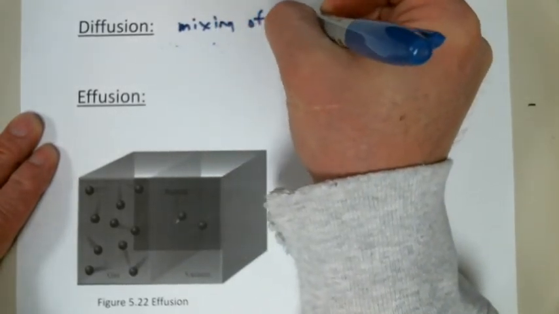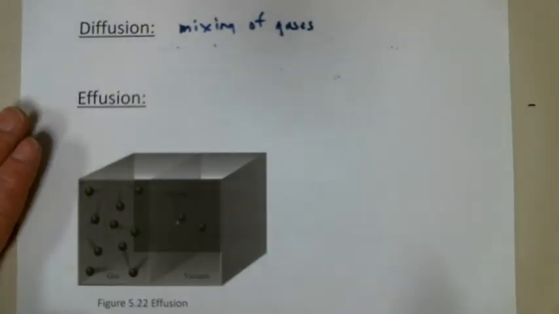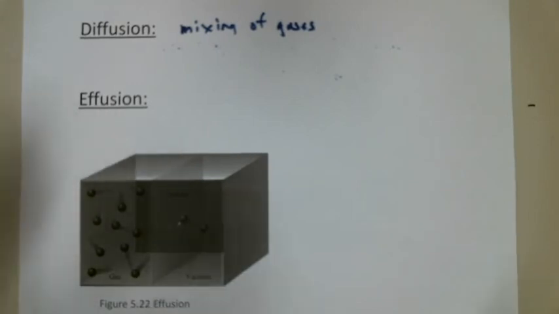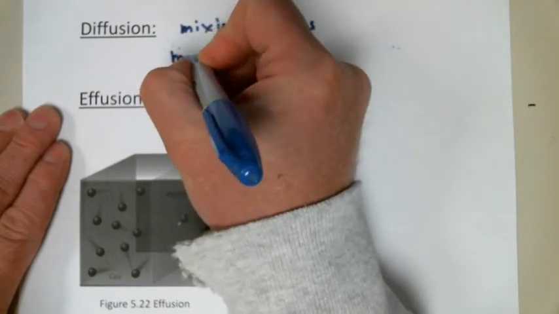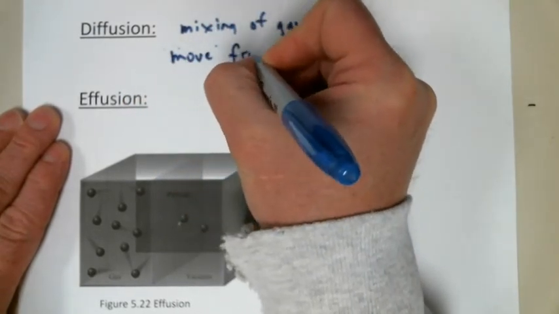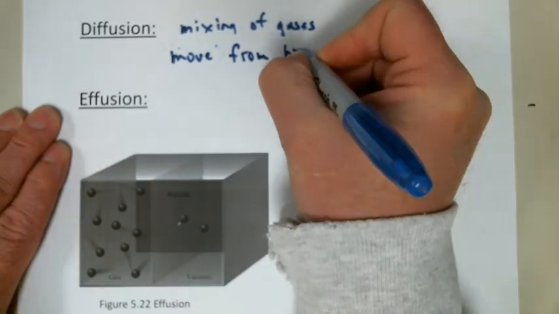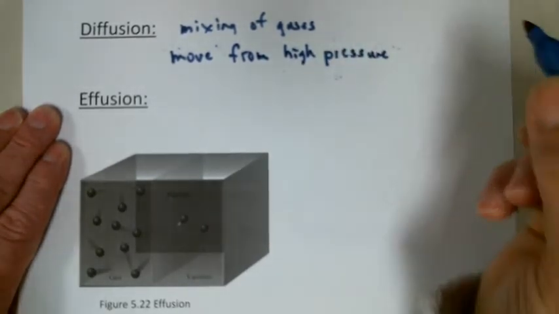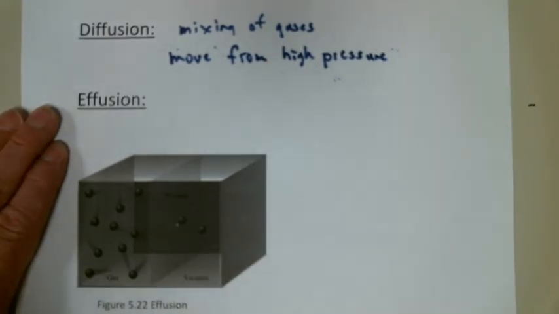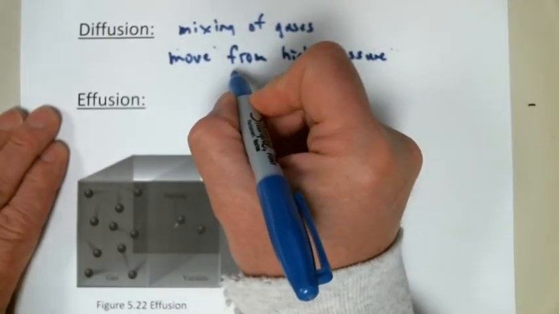So if you open a container of pure perfume at the front of the room, the gas will evaporate and spread throughout the room, and you'll smell it in the back of the room. And that's just diffusion of gases. They tend to move from high pressure to low pressure. Things don't move from low pressure to high pressure unless we have a pump.